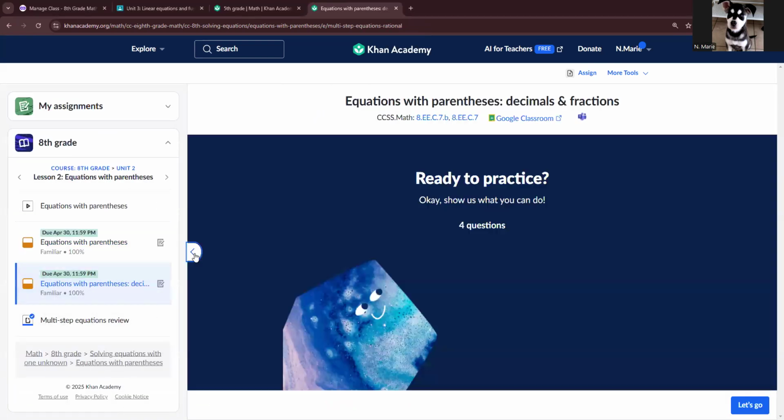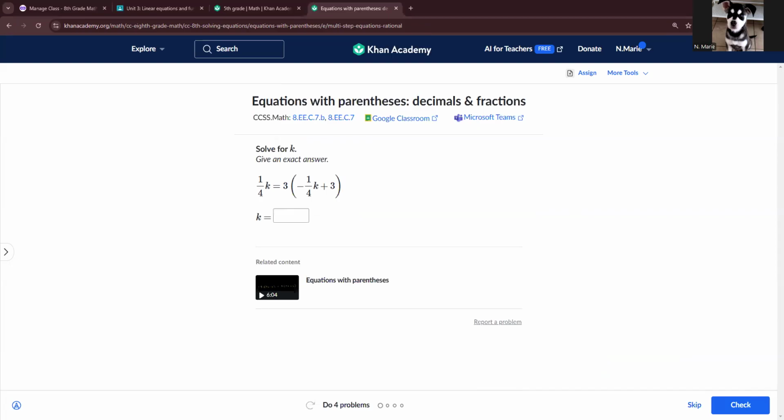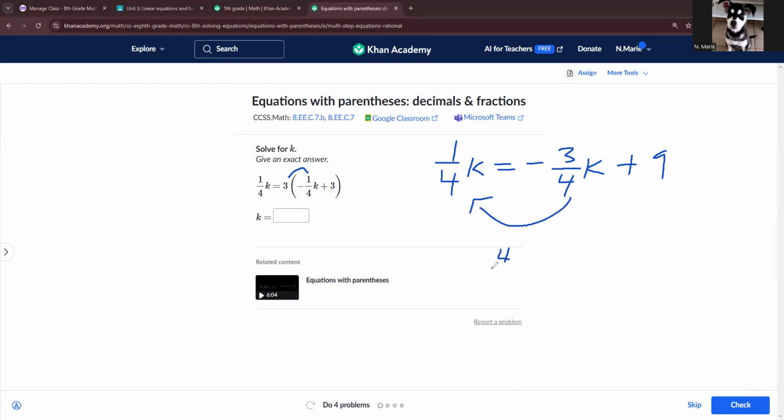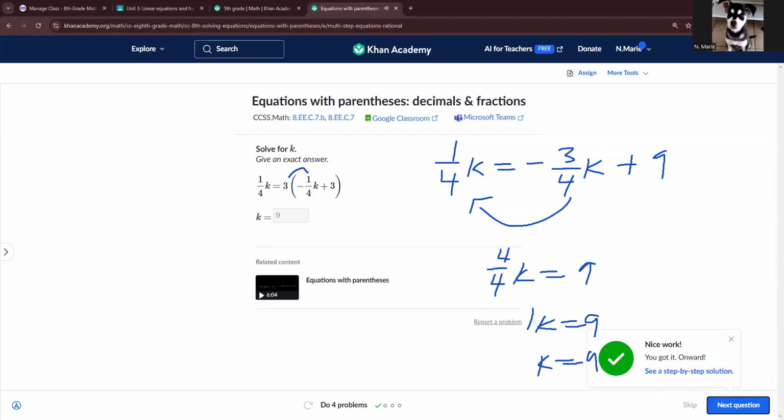We can do these as well with decimals and fractions, but we need to know how to multiply fractions. So if you don't know how to do the fractions by hand, you can use a calculator, but overall you should know how to do them somehow, some way. 3 times negative 1/4 k is negative 3/4 k. 3 times 3 is 9. Let's add 3/4 to this side. That'll get you 1/4 plus 3/4, which is 4/4 k equals 9, which is 1k equals 9, which if you divided both sides by 1, k is 9. Plug in, check it if you need to.